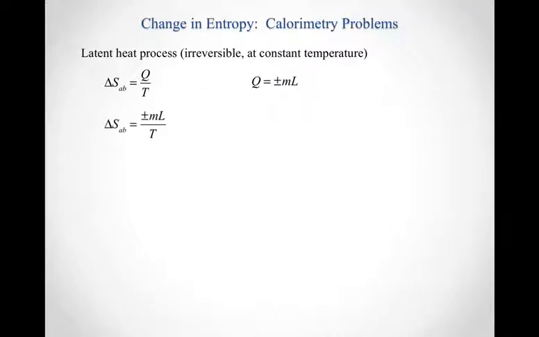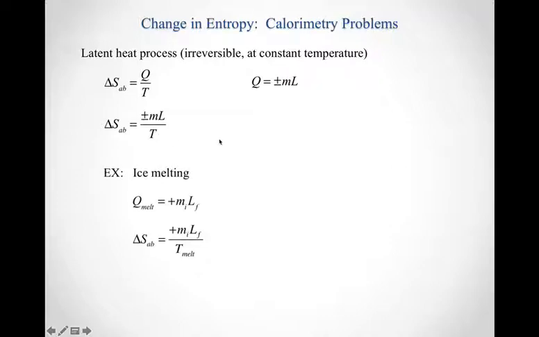And so if I put that together, calculating the change in entropy during a latent heat process is going to be given by plus or minus the mass of the substance, times the latent heat value that corresponds to the phase transition the substance underwent, divided by the temperature at which that phase transition occurred.